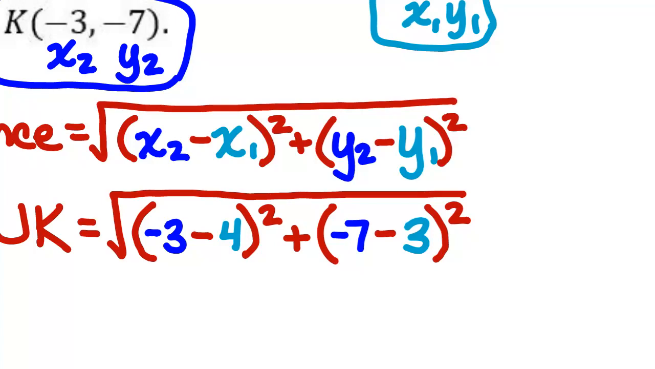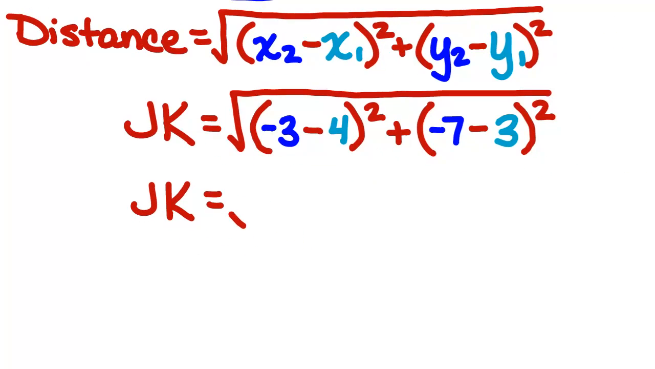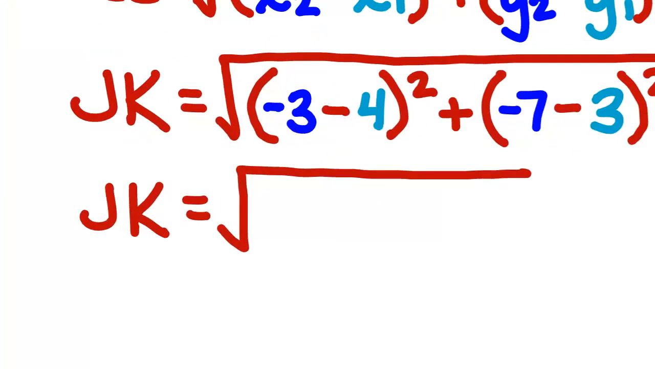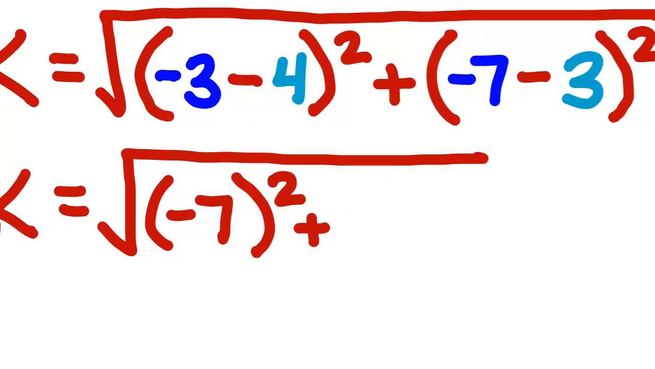Now we have to simplify inside each of these sets of parentheses first. What is negative 3 minus 4? Negative 7. So I have negative 7 inside my first set of parentheses, squared, plus, and now we do negative 7 minus 3. What is negative 7 minus 3? Negative 10. And if you said the negative and I just didn't hear it, I apologize.